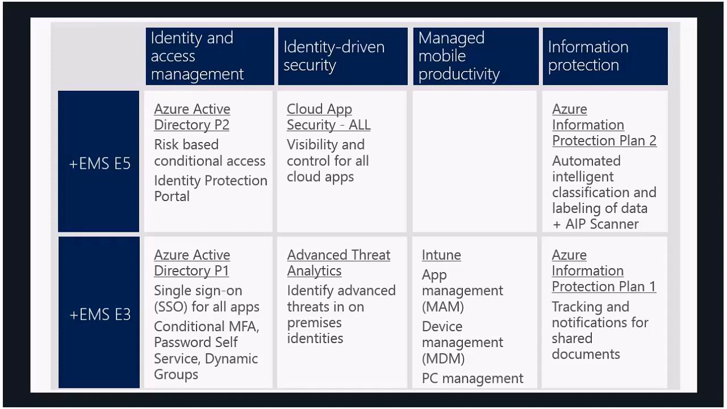called EMS E3 that contains 4 individual products: Azure AD P1, as well as Advanced Threat Analytics, Intune, and Azure Information Protection Plan 1. Up at the top, it's kind of the graduates, if you will, or enhancements to what's in the E3 suite with Azure Active Directory Plan 2, Cloud App Security for all applications, and Azure Information Protection Plan 2.